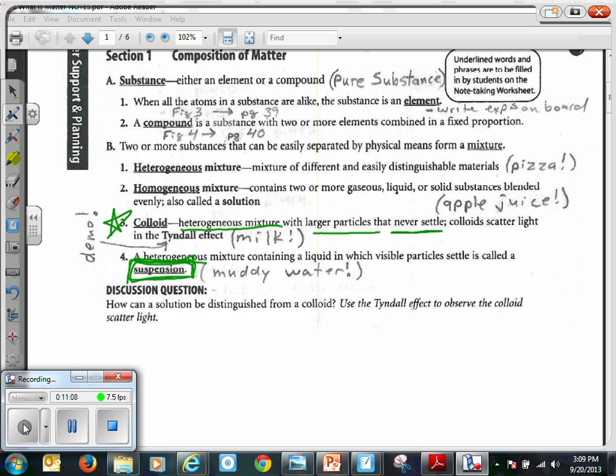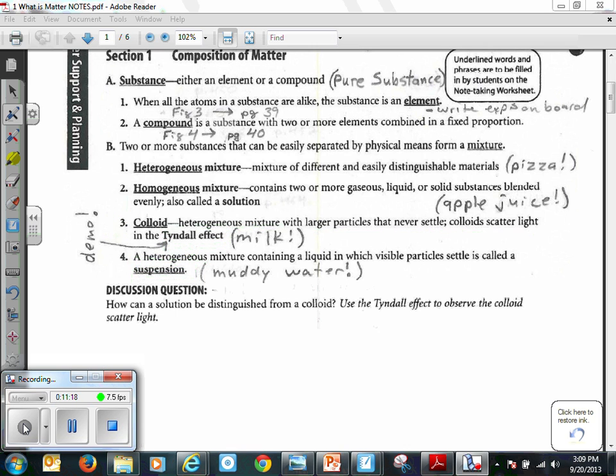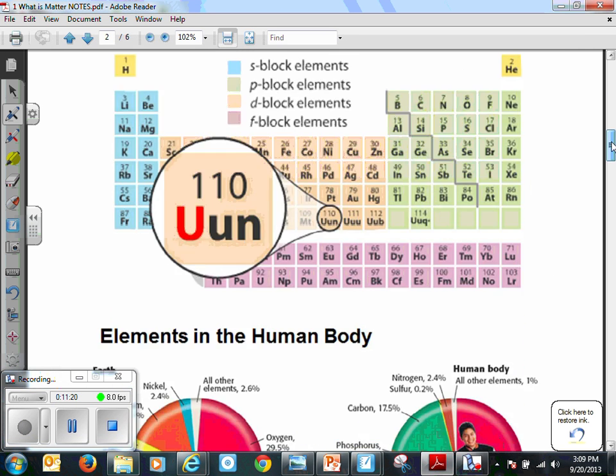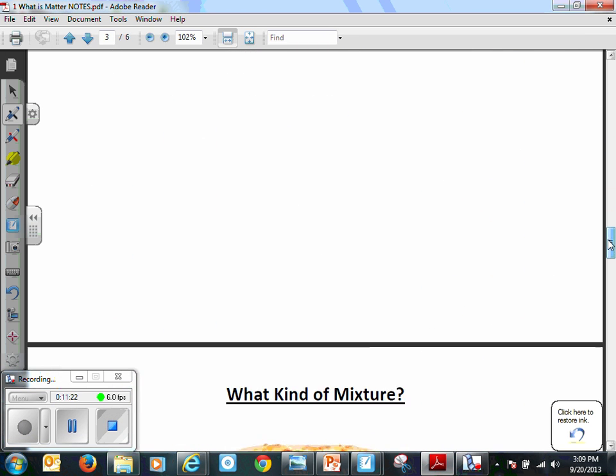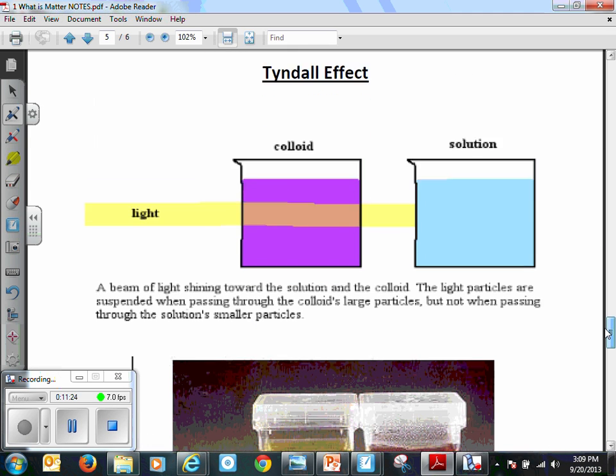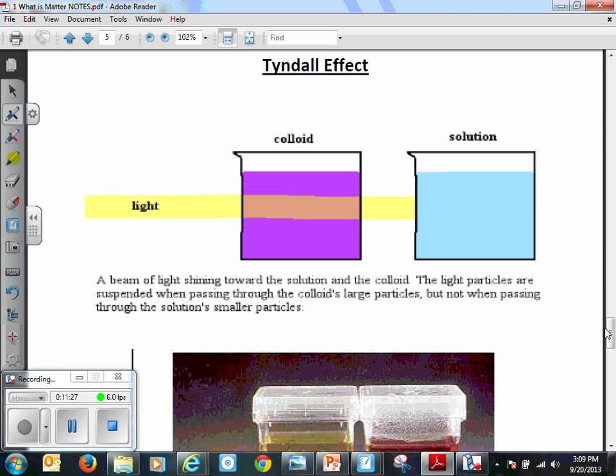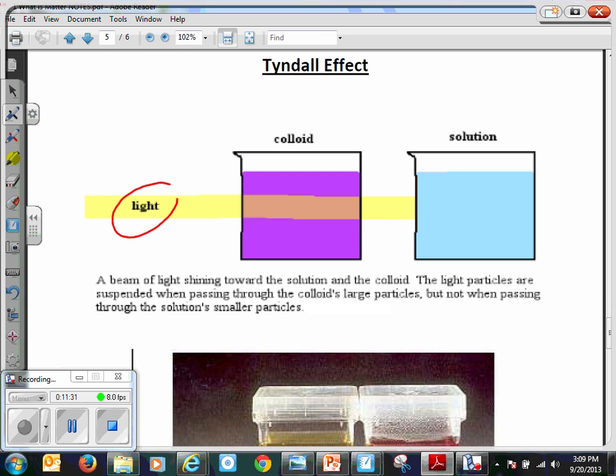So colloid, scattered light, and Tyndall effect is the name of this situation where you can see the light scattering. So if we look at the picture for the Tyndall effect here, you will see this. Here's a Tyndall effect. If we shine a beam of light into a colloid, you'll be able to see the light in the colloid.